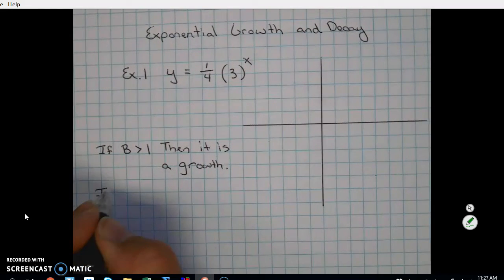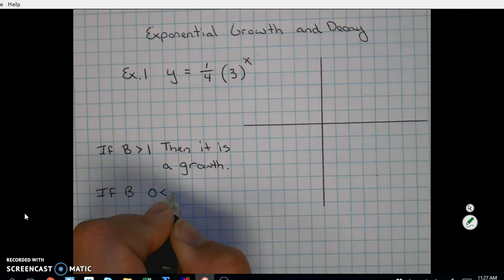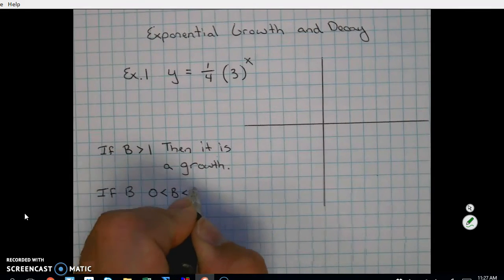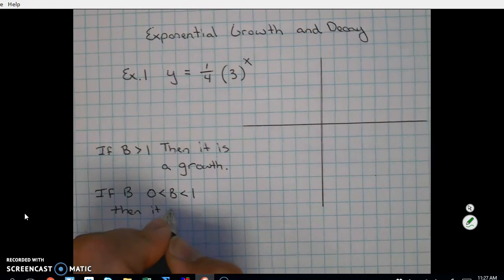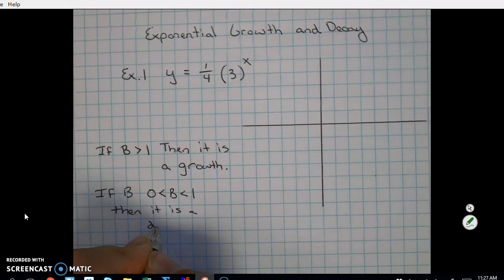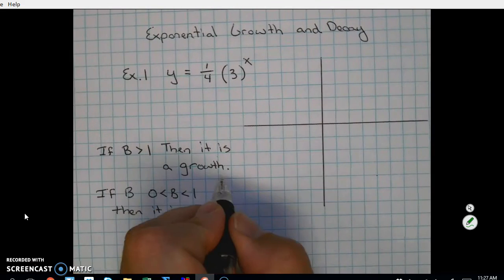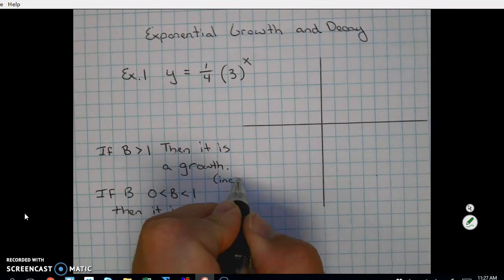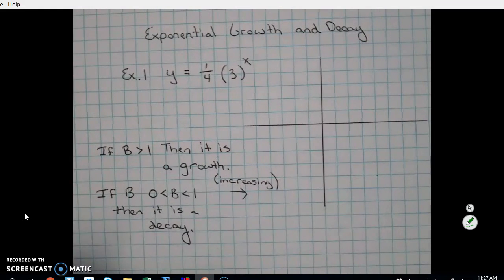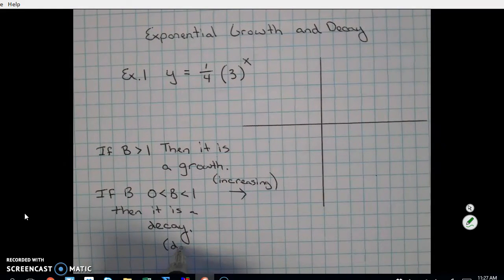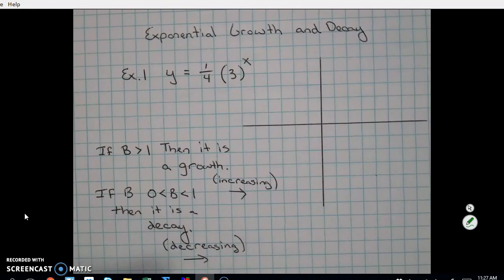If b, the base, is between 0 and 1, okay, then it is a decay. Now, a growth is an increasing function going from left to right, and a decay would be a decreasing function going from left to right.